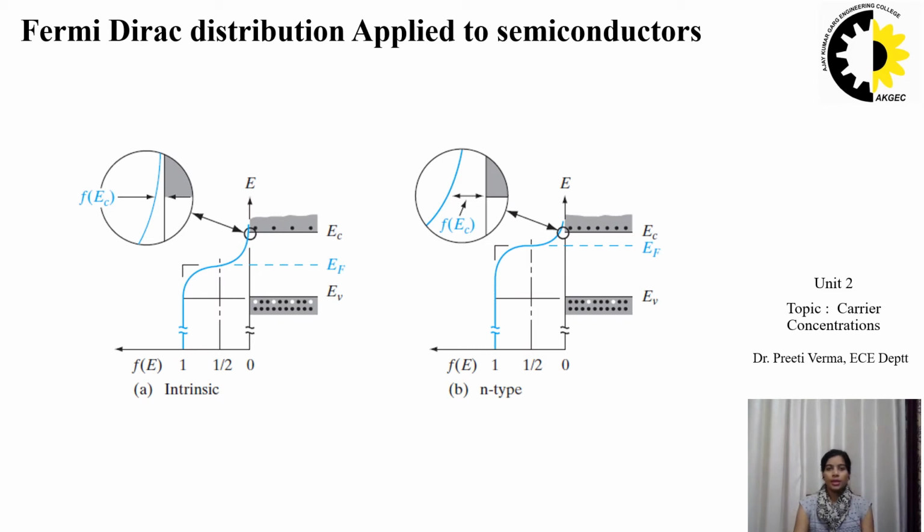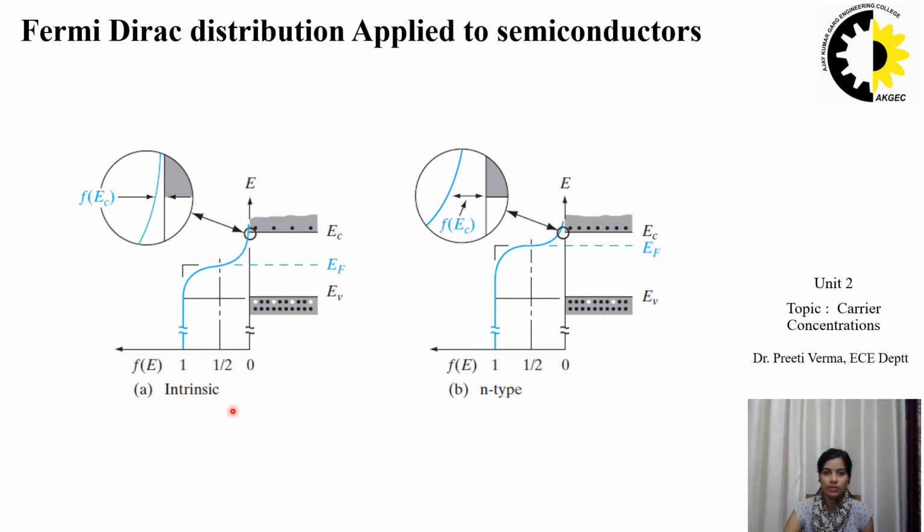So this is Fermi-Dirac distribution applied to the semiconductor. To have a good analysis of the Fermi-Dirac distribution of a semiconductor, I have placed this band diagram of the semiconductor next to the Fermi energy level distribution. Here on the x-axis you can see it is F(E), on the y-axis I have energy. Along this energy I have placed these energy bands.